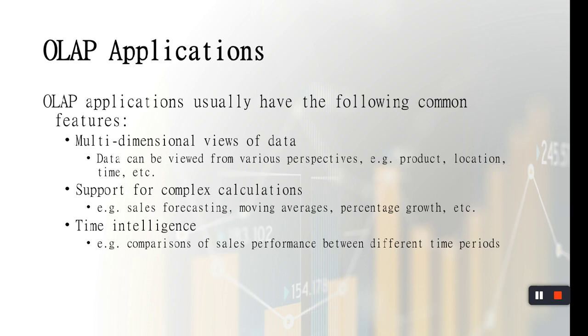And then it also has this time intelligence feature. Example, it could compare sales performance between different time periods. So, for example, we want to compare your sales performance in the first quarter with that of the second quarter, or this year versus the previous year. So OLAP can do those things.